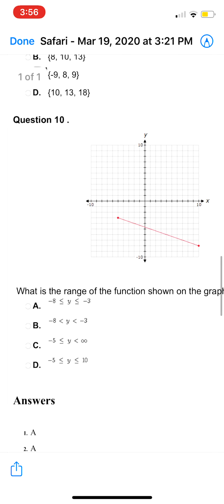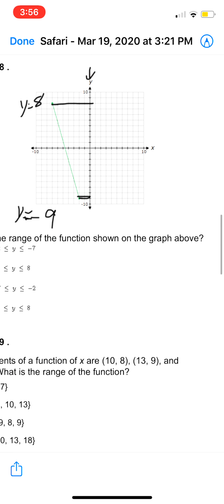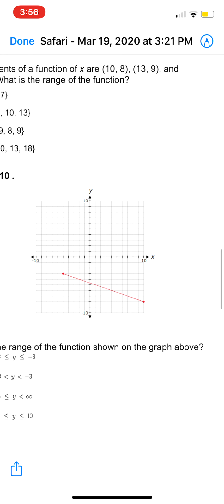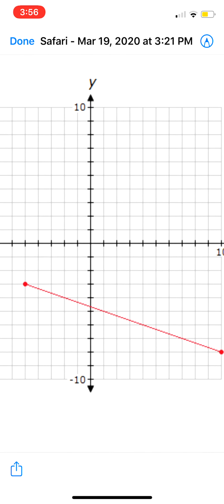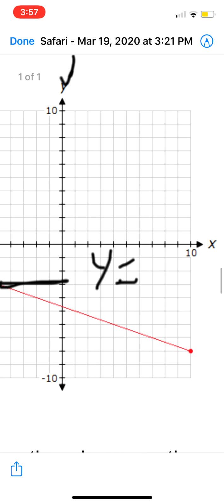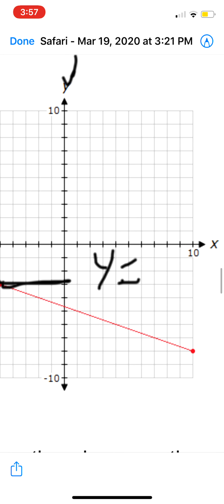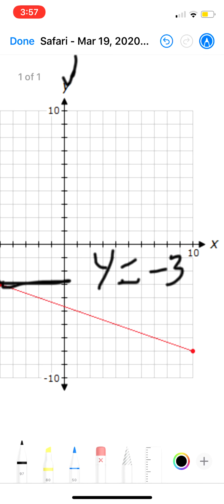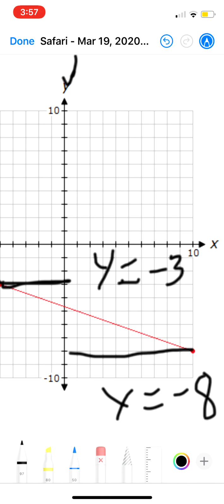Number 10, it's asking for the range. So this is very similar to the one that we just did up there. We're just looking for our y values. I'm going to zoom in. Our y values, this is our y-axis, the one that goes straight up and down. So I'm going to draw my line over to the y. That y value is over here at -3. And the one all the way down here is at -8. So y is in between -8 and -3.